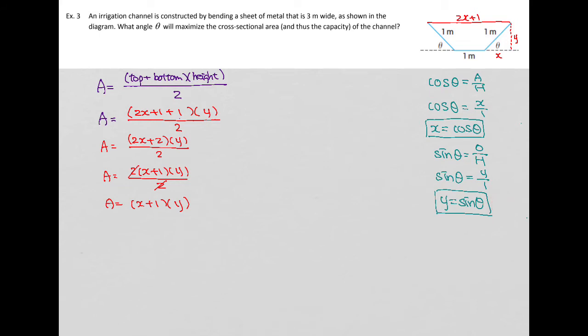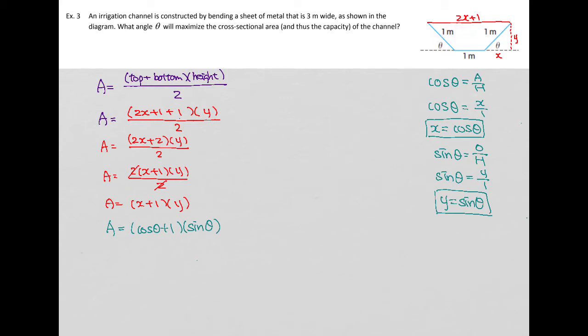Then we can rewrite our equation in terms of theta. So we say area equals cosine theta plus 1 times sine theta. Before we differentiate, we have to find the restriction for the domain of theta. So let's go back to the diagram again. We know we are bending the sheet of metal to make a channel. That means this line can bend inwards and this line can bend inwards.